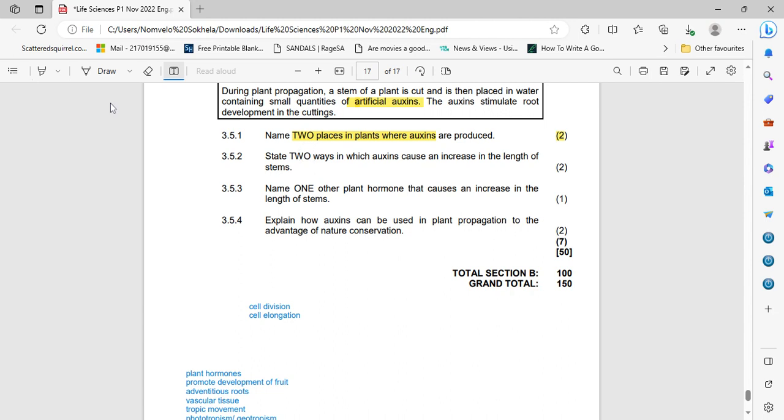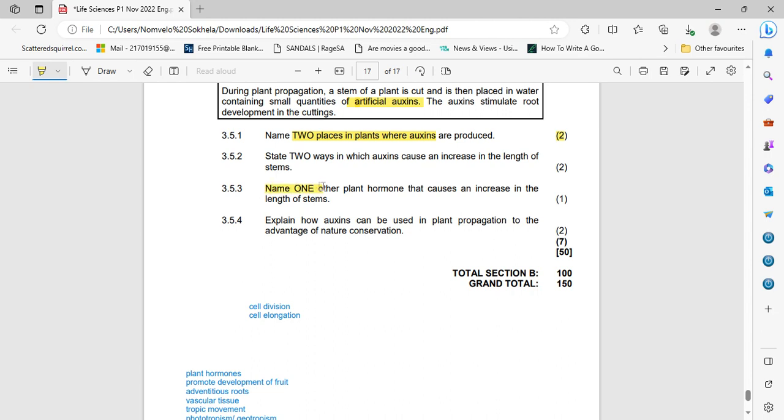All right, so you now rely on information that you have learned. Cell division is mitosis, right? Remember mitosis, and then cell elongation is when cells are just becoming longer. So then you would write your correct answer there.